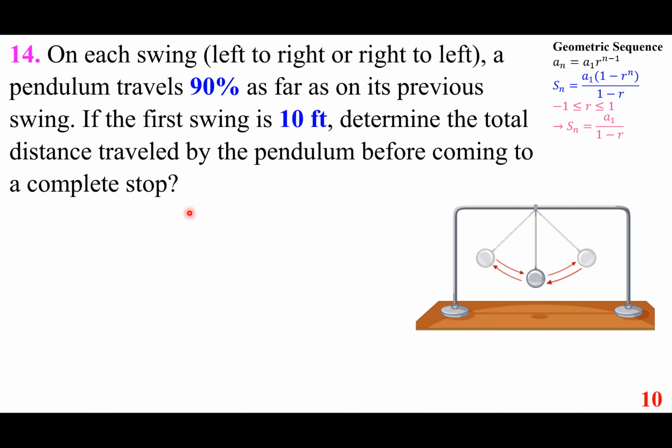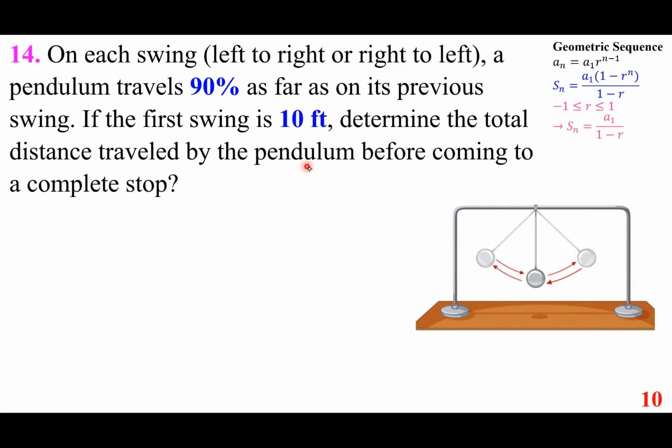In other words, it starts going from point A to point B and coming back. Initially, that's 10 feet. Now, the next one, due to friction, becomes a tad less, becomes 90% of that. In other words, the second one would be 90% of this, or 0.9 times 10, or 9 feet. And this thing continues indefinitely until it stops.